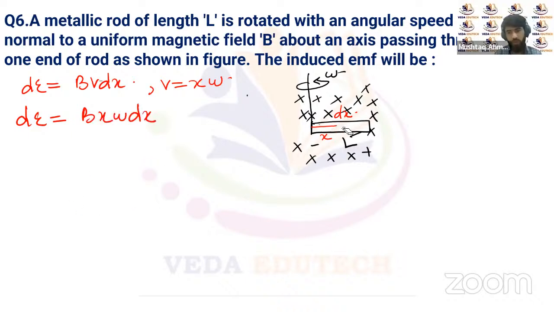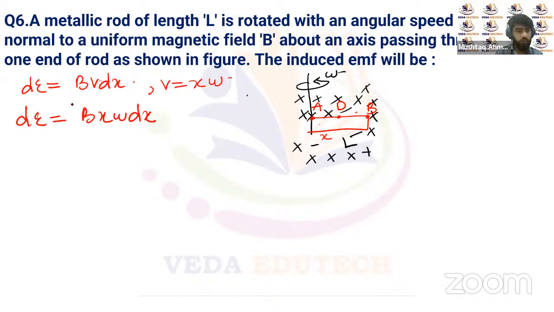Now let's suppose we have to calculate the EMF of this rod between this endpoint and this endpoint. It means we have to calculate between A and B, so we'll integrate it from A to B. If we have to calculate the EMF between D and B, we'll integrate it from D to B.